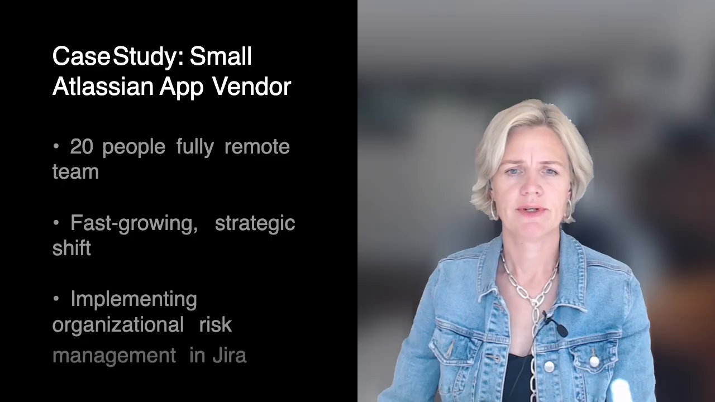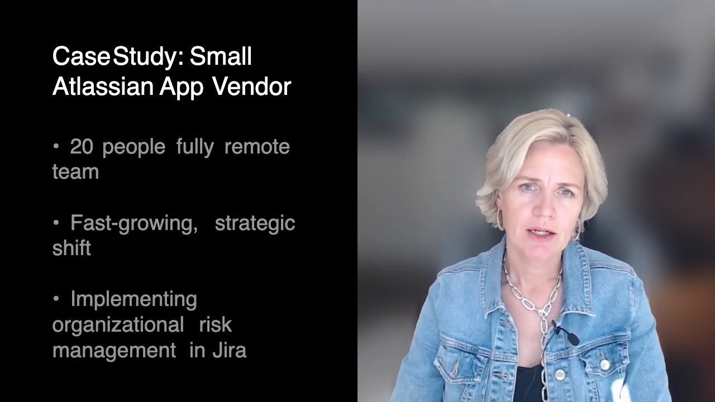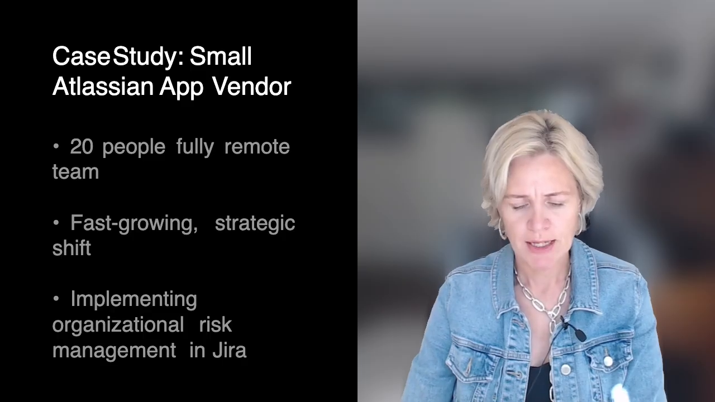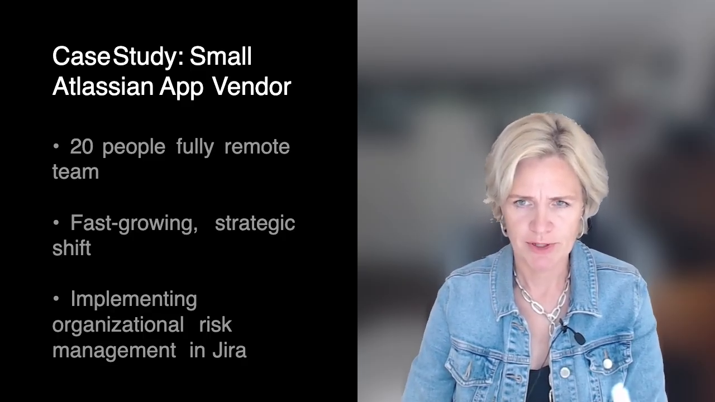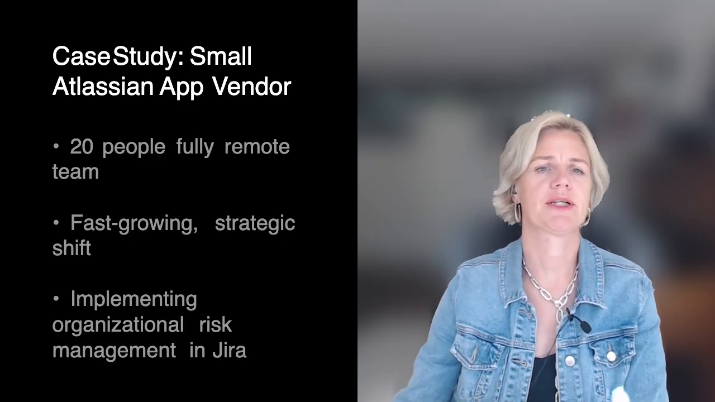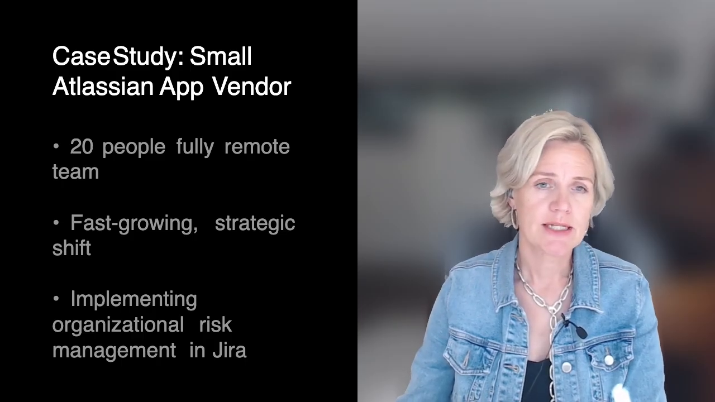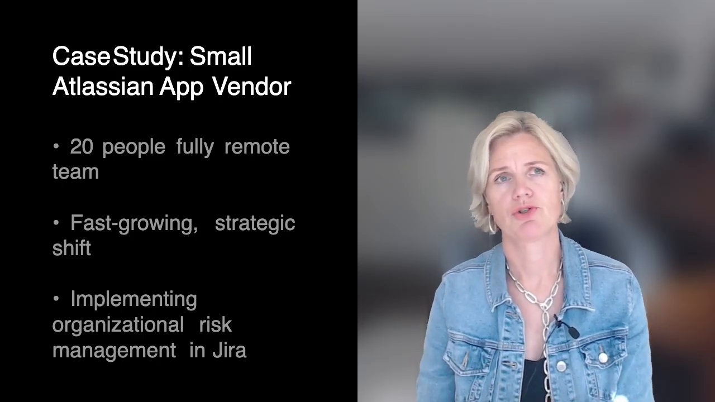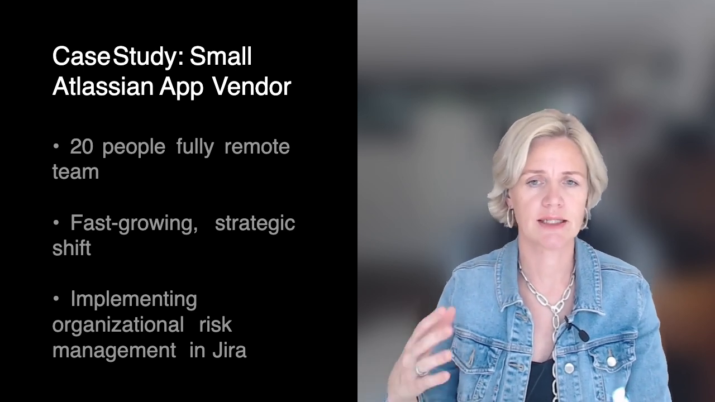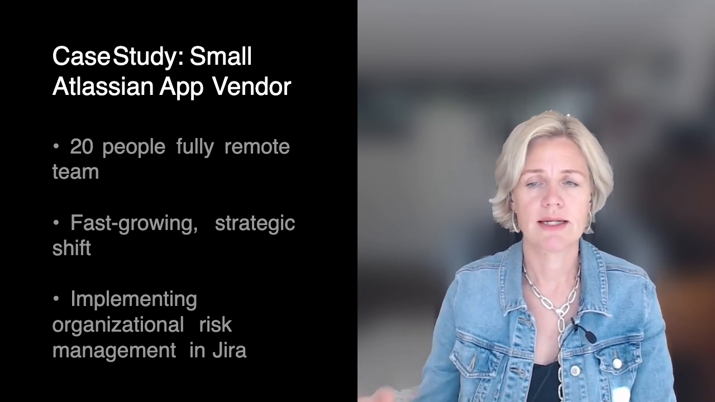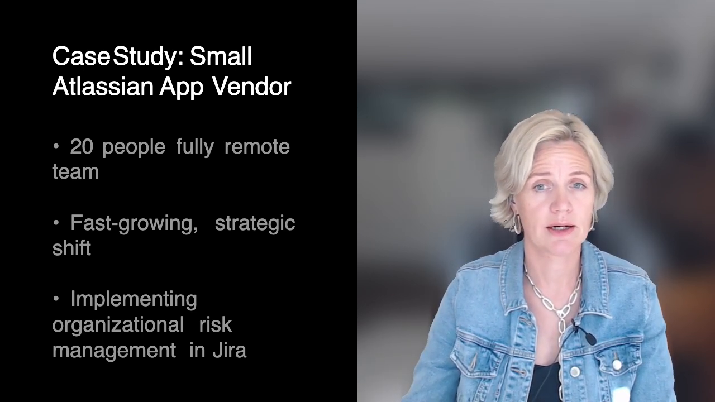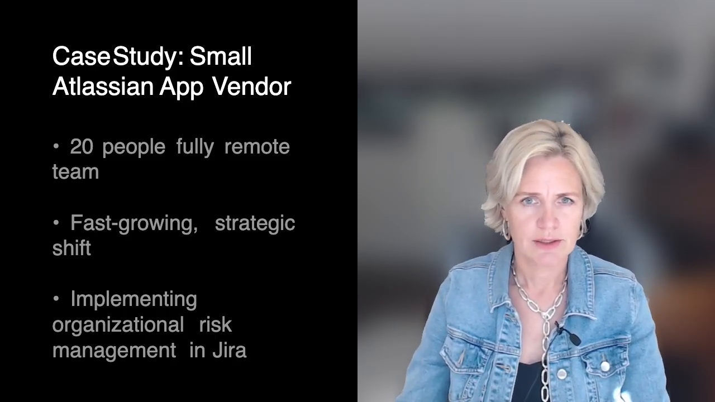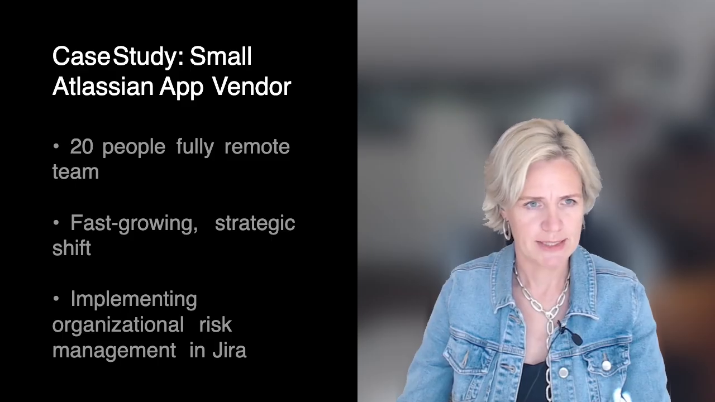Let's say that we have a small Atlassian app vendor who is using ISO 31000 for their organizational risk management. It's a 20-person Atlassian marketplace app vendor in the EU, building a developer productivity app. It's a small team, fully remote, growing very fast, moving from project-based firefighting to a more strategic approach, and it needs to gain customer trust, retain key talent, and manage cash flow while scaling. We want to see how they can set up their organizational risk management inside Jira with the help of the SoftComply Risk Manager Plus app.